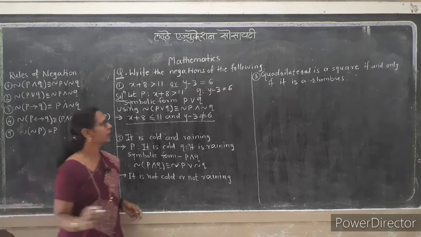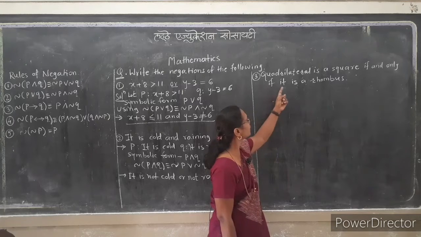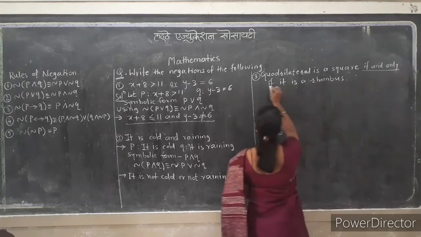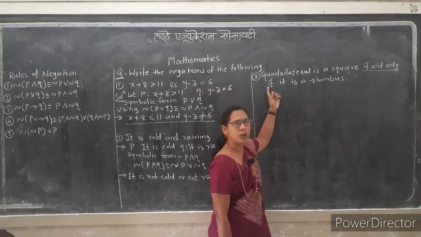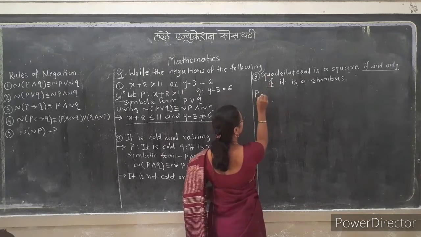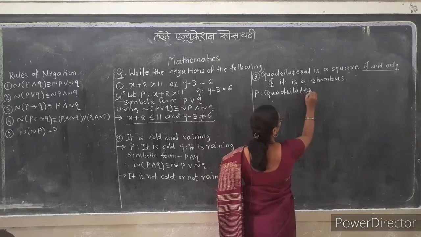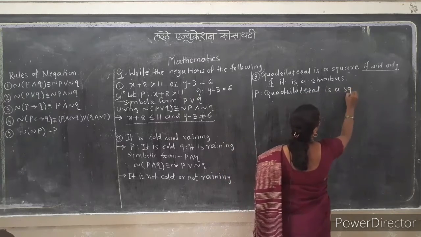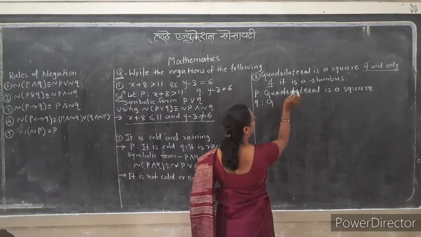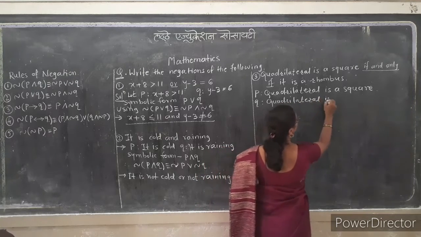Now see the third example. A quadrilateral is a square if and only if it is a rhombus. Here the phrase is if and only if. Therefore, we use the logical connective double implication. Here our first statement P is: quadrilateral is a square, and statement Q is: quadrilateral is a rhombus.